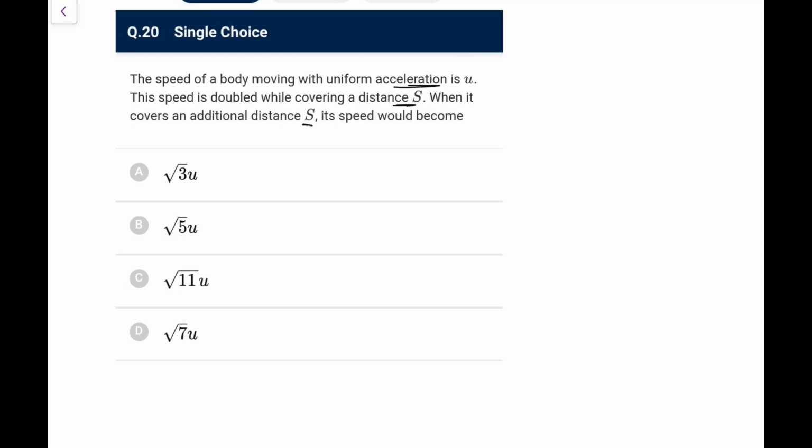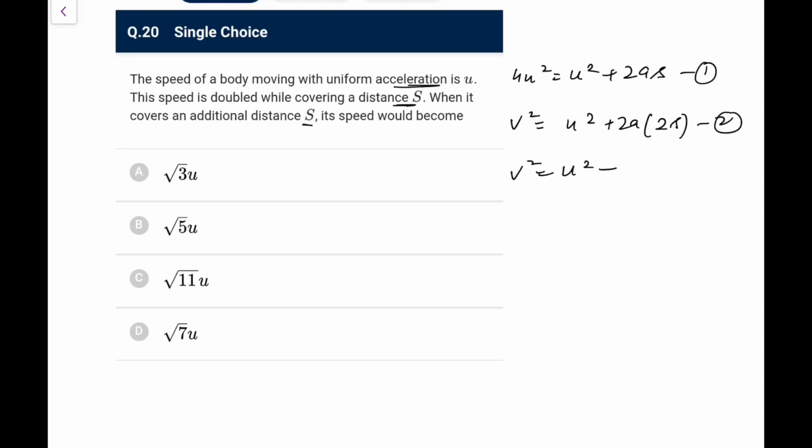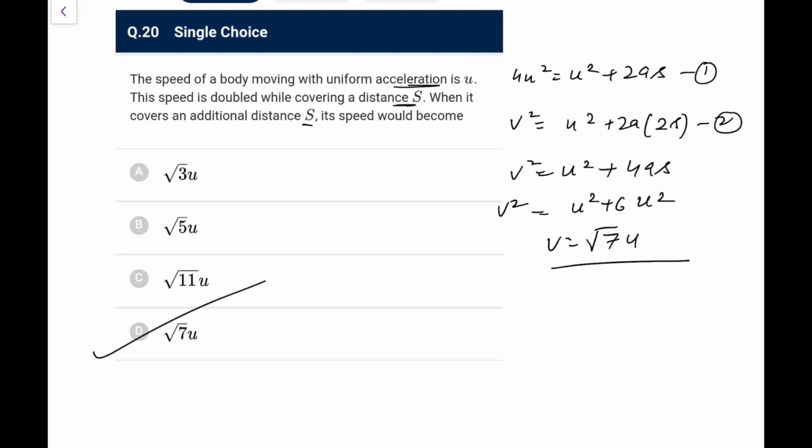First, what we can write is (4u)² = u² + 2as for the first case. For the final speed v, going from initial to final, v² = u² + 2a(2s), since the distance is doubled. You can write it like this: v² = u² + 4as. From the above equation I can use 2as as 3u², so that becomes 6u², so v comes out as root of 7u. Go for option D in this case.